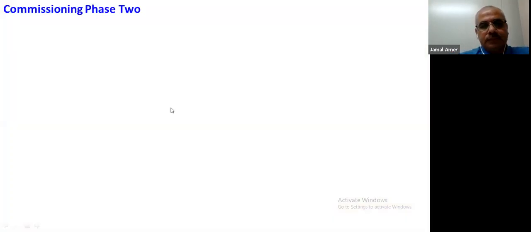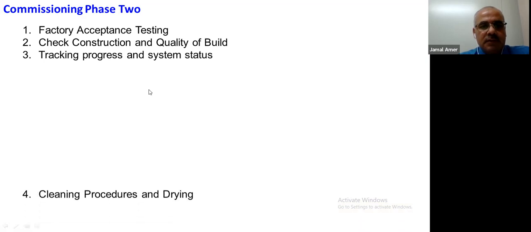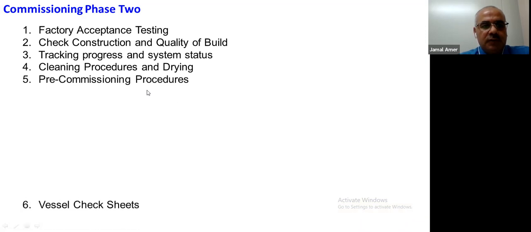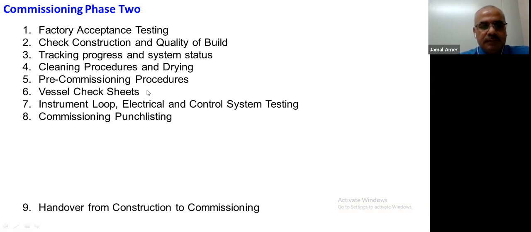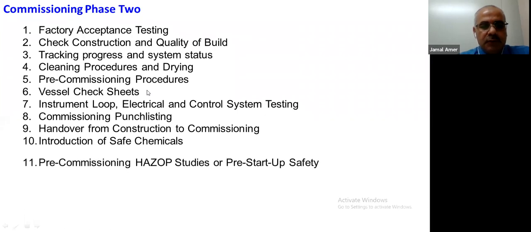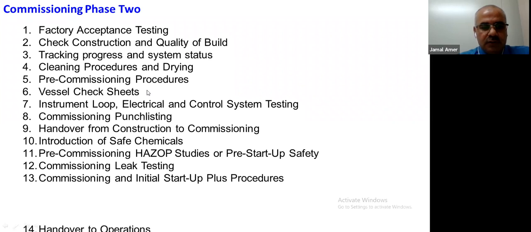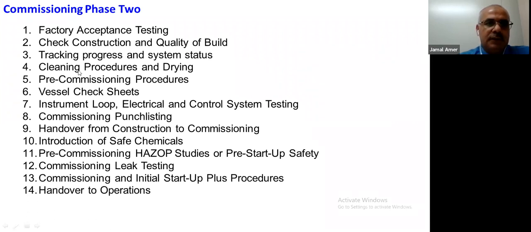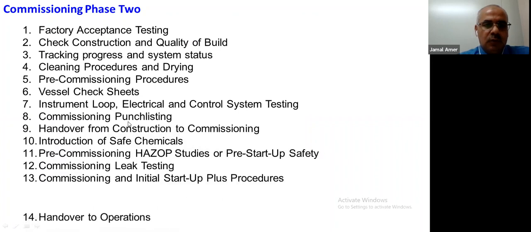Here, commissioning phase two. Commissioning phase two will focus on factory acceptance tests, check construction and the quality of build, tracking progress and system status, cleaning procedure and drying, pre-commissioning procedure, vessel check sheets, instrument, electrical and control system testing, commissioning punch listing, handover from construction to commissioning team, introduction of safe chemical, pre-commissioning hazard study and pre-startup safety, commissioning leak testing, commissioning and initial startup plus procedure, handover to operation. All these topics I will talk about in the second phase of commissioning. We'll talk about it in detail with a lot of examples.